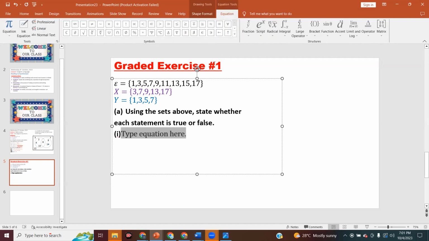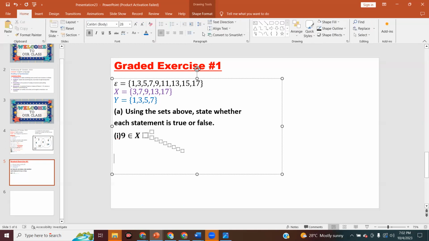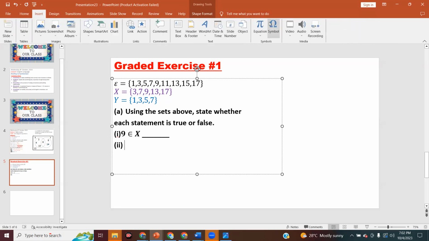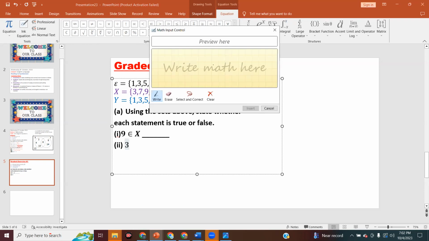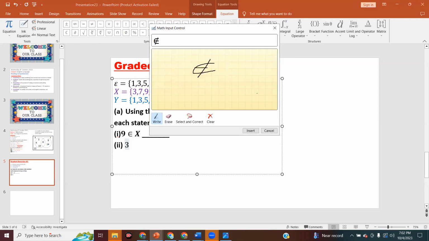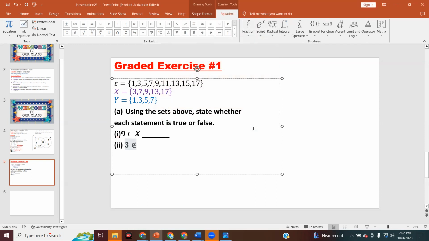So let's say that we have 9 is an element of X, true or false. 3 is not an element of Y.